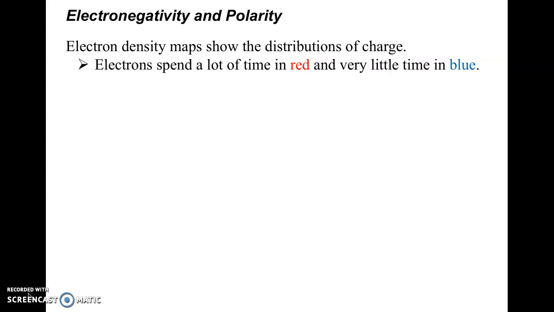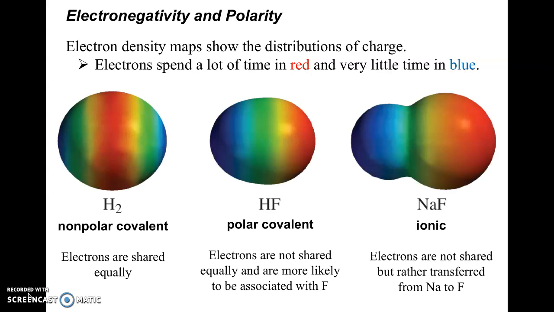So on this slide, I have some electron density maps that show the distribution of charge. If electrons are spending a lot of their time in one place, it's indicated in red. Very little time is indicated in blue. So we have a nonpolar covalent bond, two hydrogens sharing two electrons. It's as equal as you can get. And so you see that most of the time the electrons are between the two nuclei. It makes sense. They're held there by the protons. And that's where the nucleus wants to see that it has a full 1s orbital.